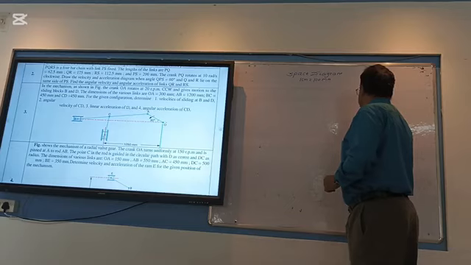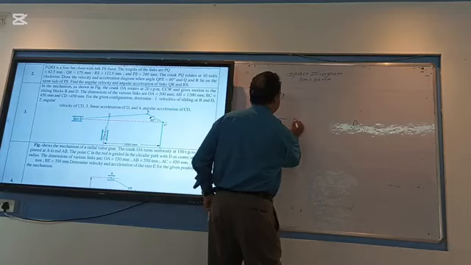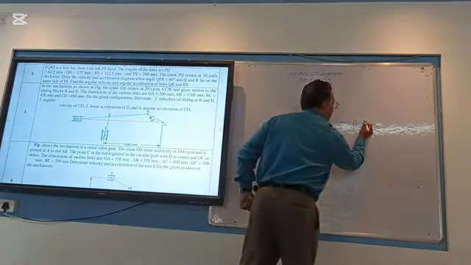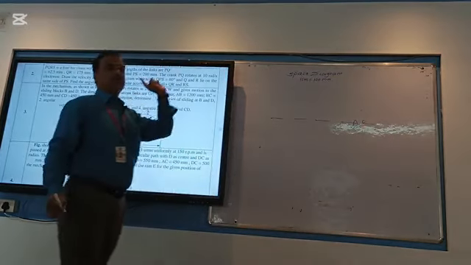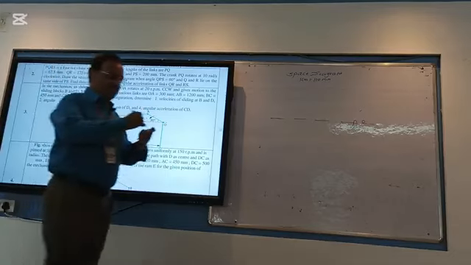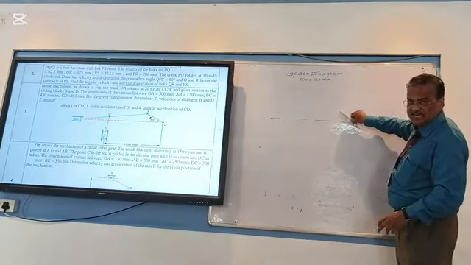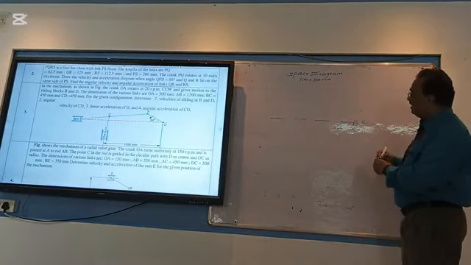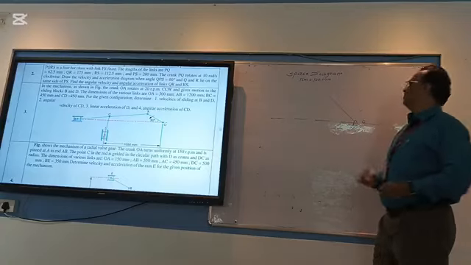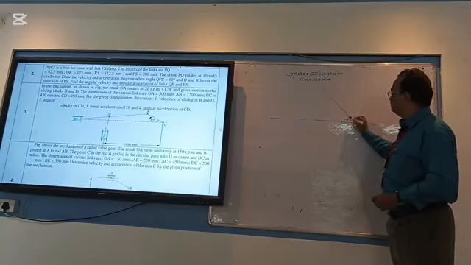Locating the O, draw one horizontal line here. I have located the O. Now using your scale, what angle is made by the crank? 30 degree. You have to measure the 30 degree angle from this O in this direction. At 30 degree, you have to draw one faint line. Immediately mark here 30 degree.